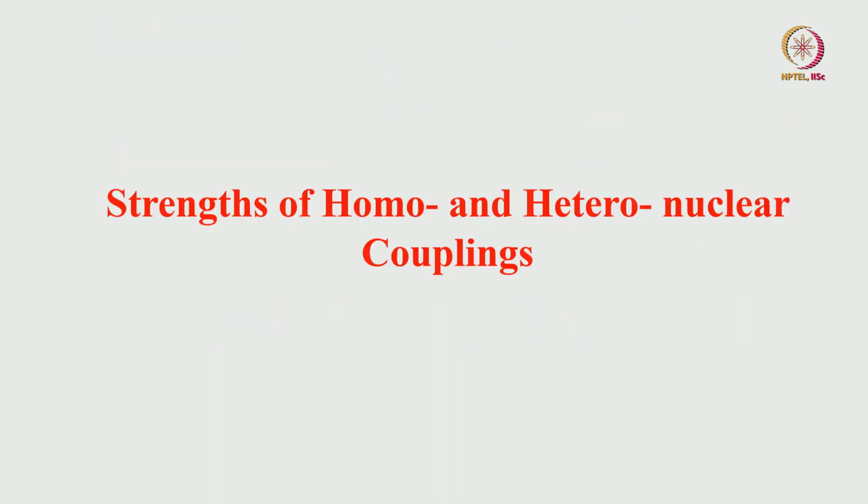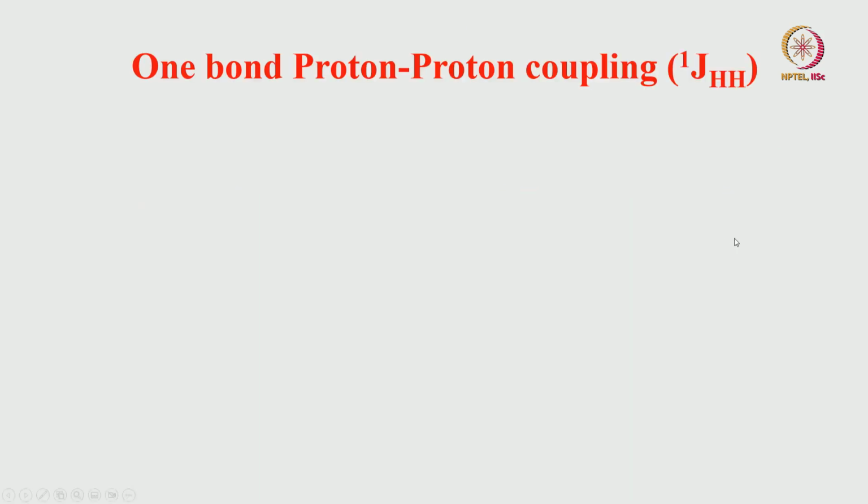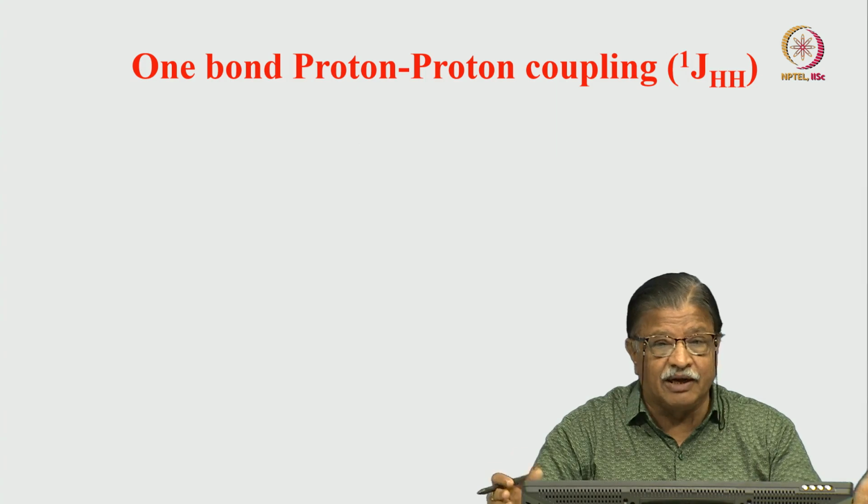Okay. With all this, now we understood the multiplicity pattern and everything, but we should know what is the strength of the coupling. We have been discussing a lot about multiplicity pattern, but if I measure the coupling strength, or even if I do not measure, I should have some idea what the proton coupling strength is. It could be 1 bond coupling, 2 bond coupling, 3 bond coupling.